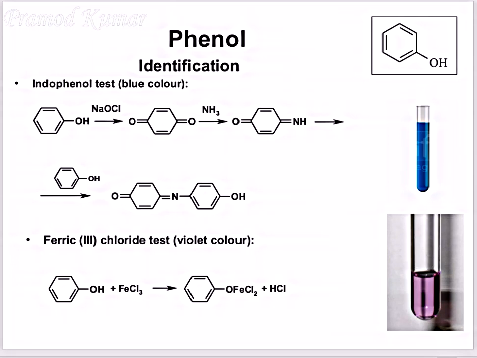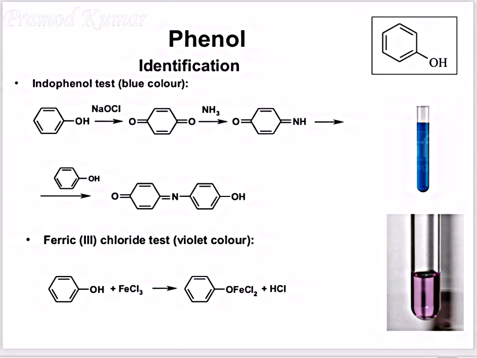So this is the test for your phenols. How do you test? You take your phenol and oxidize it with sodium hypochlorite, and you get a quinone. When you treat this quinone with ammonia, you get your imine. When you treat this imine with another molecule of phenol, you get a coupled product, your indophenol, that gives you the blue color. This is the first test for the detection of phenol.